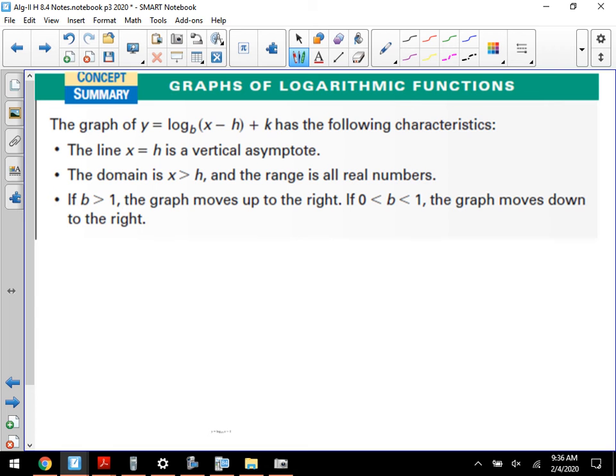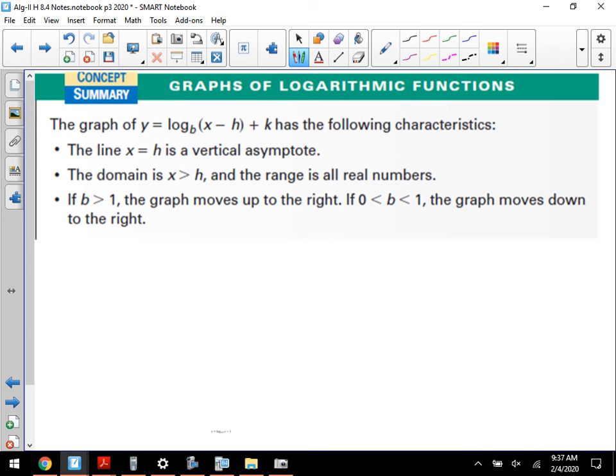Okay, and that's how it works. So again, what happens with logarithm stuff is that you're going to have a parent function and a shift. Our parent function is just going to be y equals log base b of x. And then your shift is, again, x plus or minus h, and y plus or minus k, how those go through.